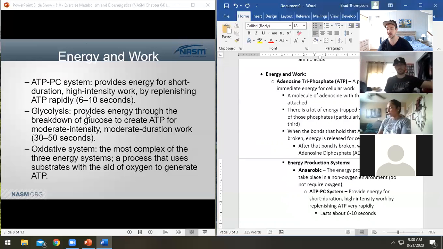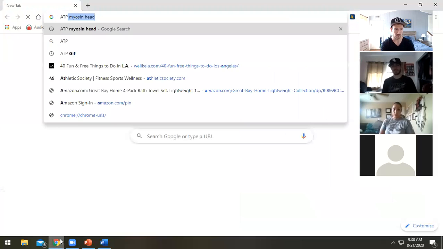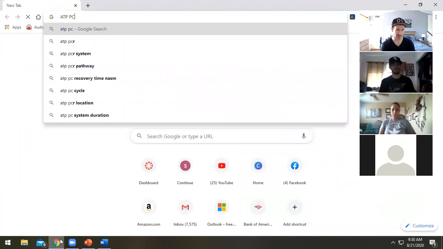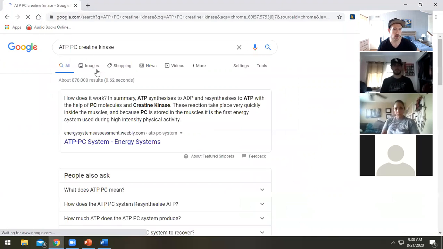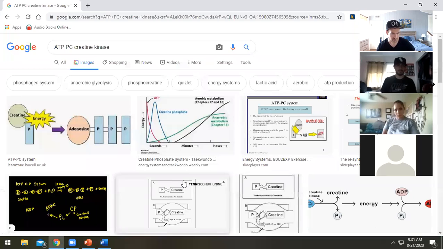Because creatine has a little phosphate attached to it, it uses an enzyme called creatine kinase, which breaks the phosphate off of that creatine and uses it to reattach the phosphate back onto your ATP molecule. So, PC, creatine kinase.